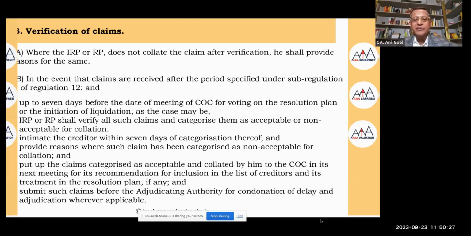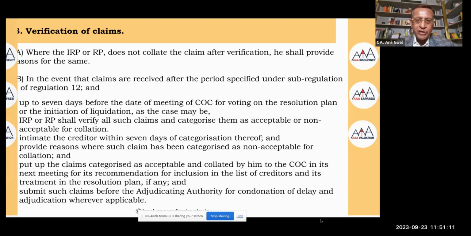Now, the resolution plans have been received. There are multiple meetings for the deliberations on the resolution plan, and finally, there is a last meeting which will be followed by the voting. Even up to that particular meeting, the claims can be submitted. And the RP is required to do the claim verification within 7 days, categorizing them as acceptable or non-acceptable, then intimate the creditor within 7 days regarding the acceptance or rejection, and also provide the reasons why the categorization has been done as acceptable or not acceptable, and also put up all those claims before the COC in the next meeting.